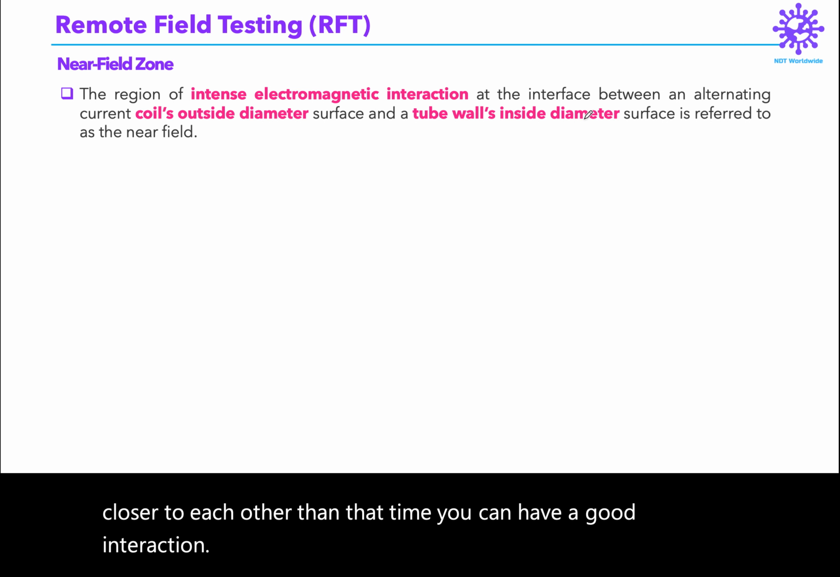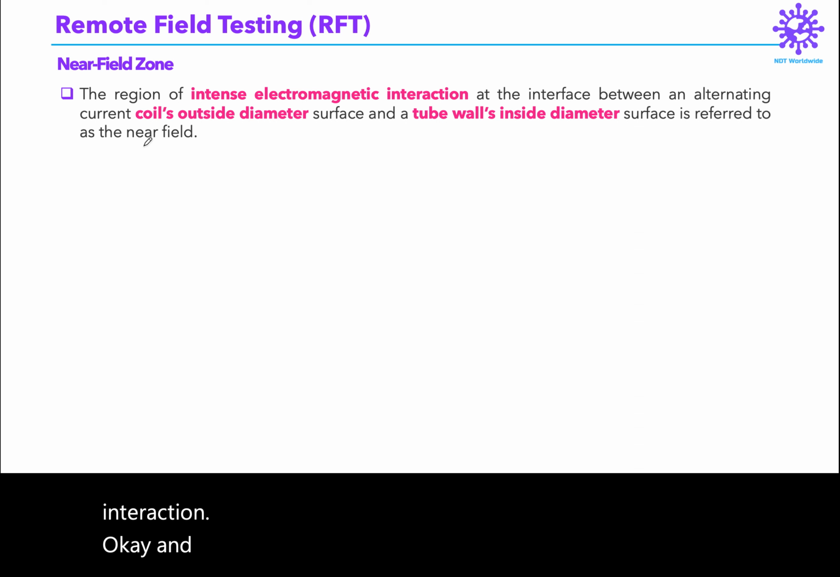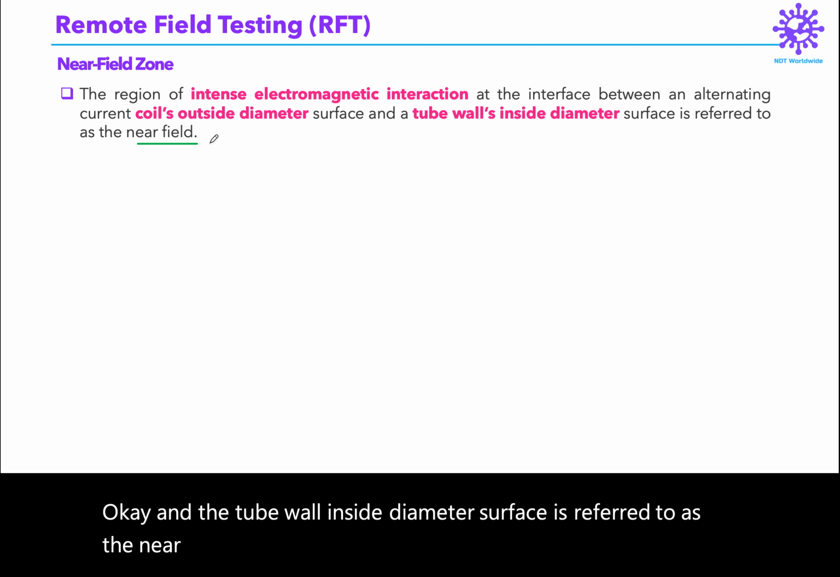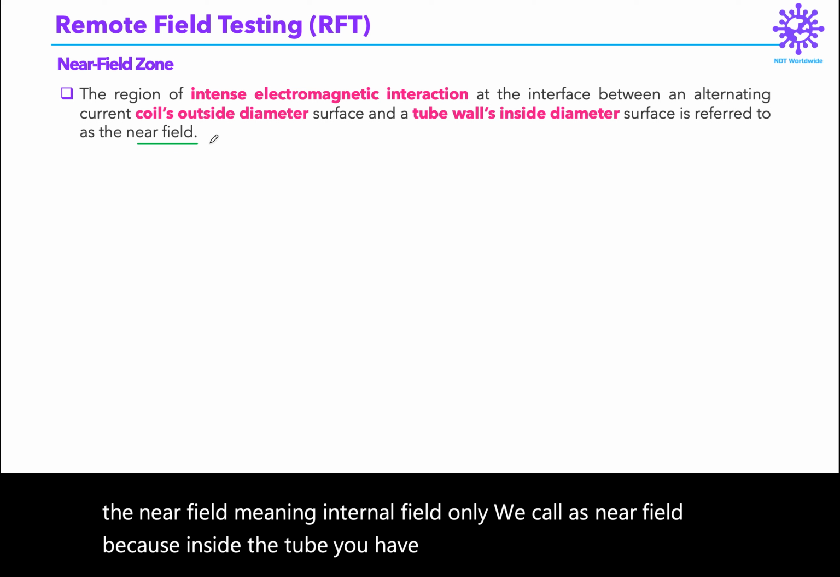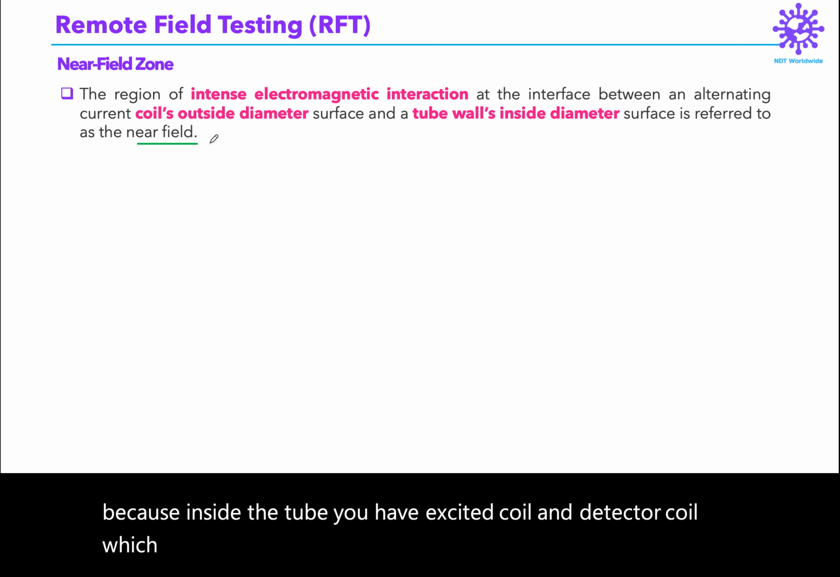Okay, and the tube wall inside diameter surface is referred to as the near field, meaning the internal field only we call as near field, because inside the tube you have the exciter coil and the detector coil, which we kept close to each other. So that one we call a near field.